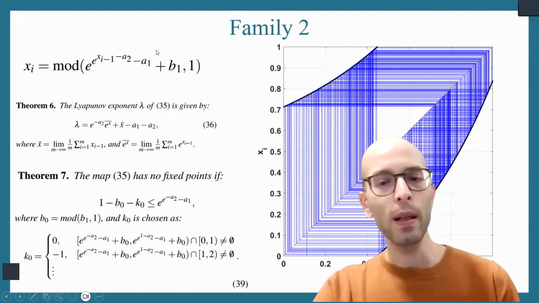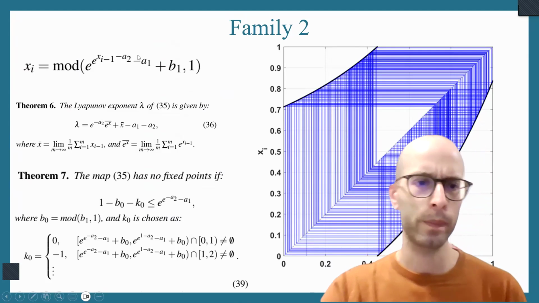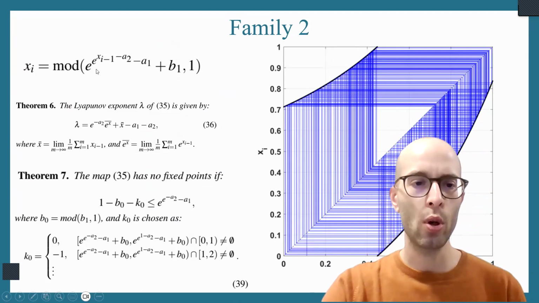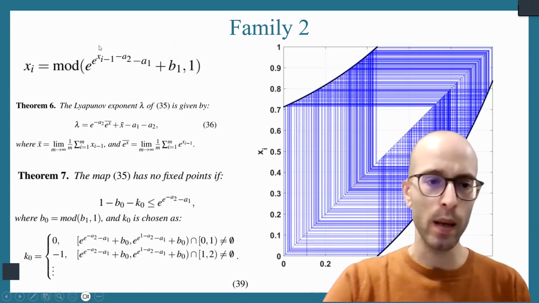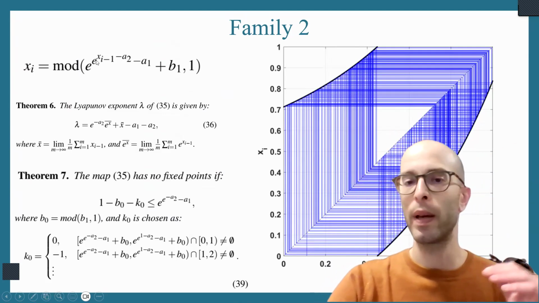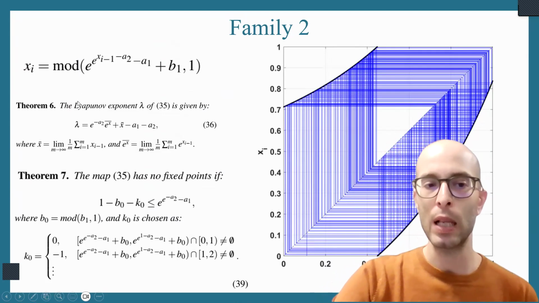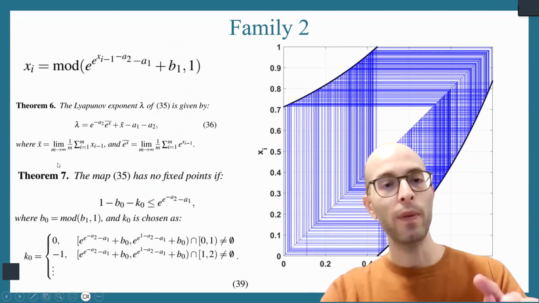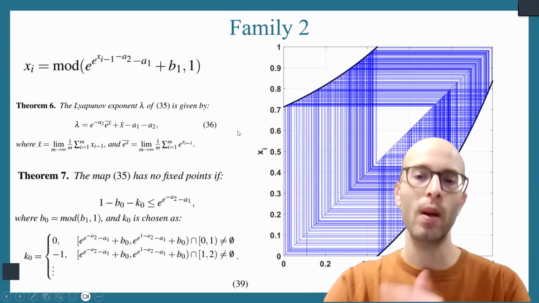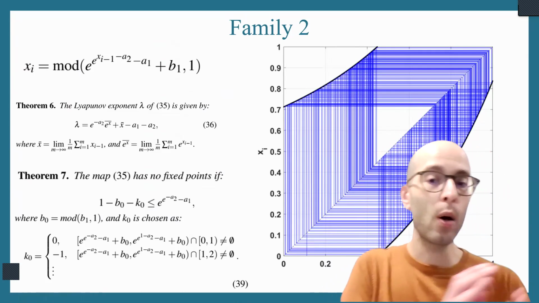The second family of maps has basically what we call super exponential terms. So it has a composition of exponential to the x. This helps achieving a very high Lyapunov exponent value. Again, we have some analytical results for the Lyapunov exponent and for the absence of equilibria. And for this family as well, we can achieve, as you can see on the right here, chaotic behavior without equilibria.